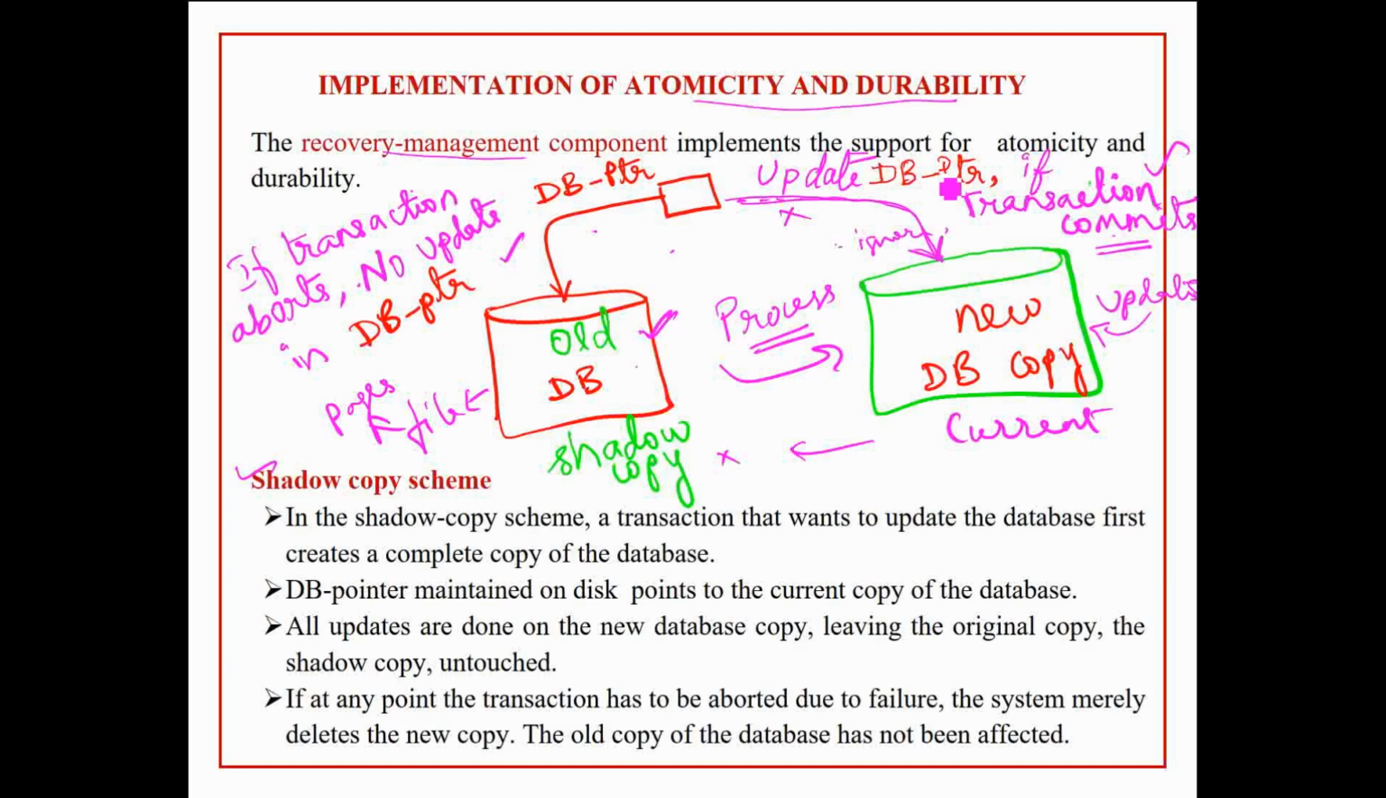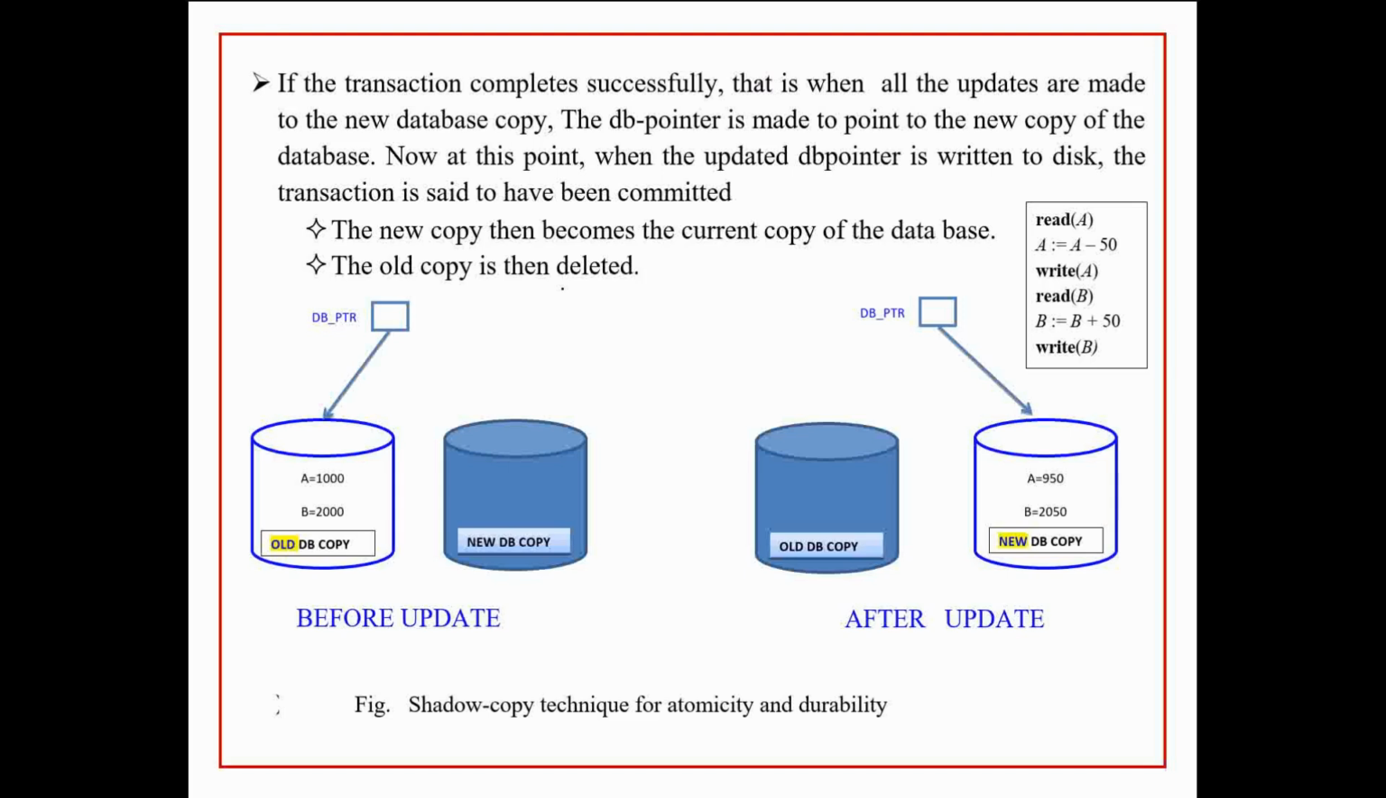So here the very important point is that the database pointer is updated only if the transaction is executed successfully. The point when the database pointer is updated indicates the successful commit of a transaction. Okay, let's now discuss how this shadow copy scheme implements atomicity and durability properties of a transaction if the system fails before and after the update of the database pointer, with an example transaction T1.